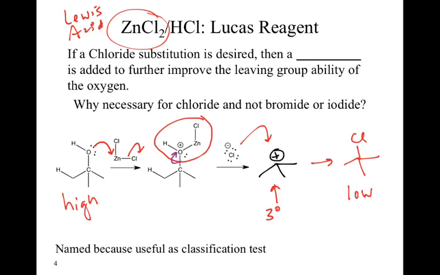While the primary still works, it works at an incredibly slow rate because our chloride isn't the greatest nucleophile and we can't form the carbocation right away. That means if we have the primary alcohol, we get a very slow reaction. It takes upwards of 5-10 minutes. So for our classification test, that pretty much tells us that we have a different alcohol.